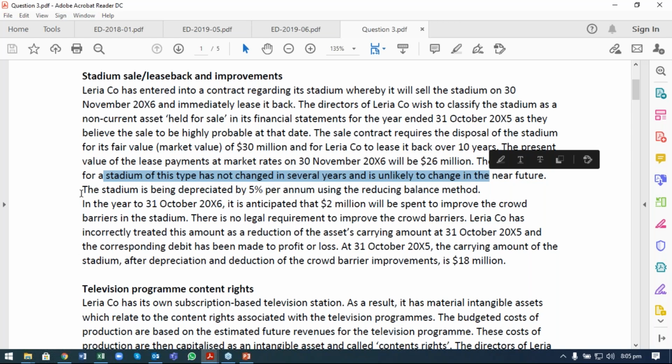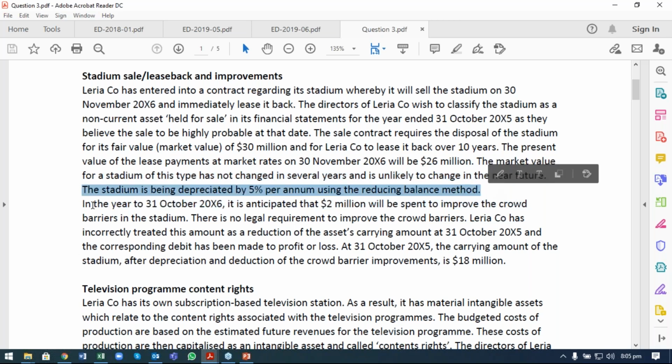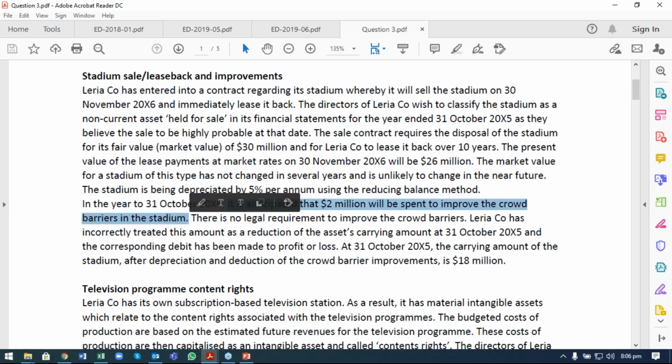The market value of this stadium is not yet 7 years old. In the near future, the stadium is being depreciated at 5% per annum using the straight line method. In the year ended 31st of October 2005, it is anticipated that 2 million will be spent to improve the crowd barriers in the stadium, right? The company Laria has estimated that 2 million will be spent to improve the crowd barriers in the year ended 31st October 2005.